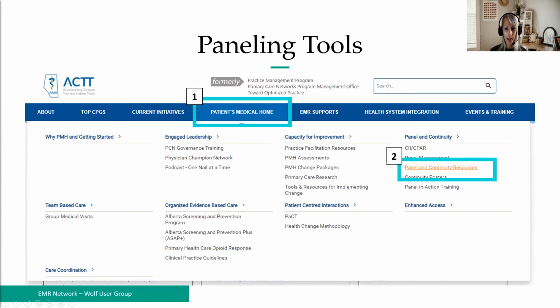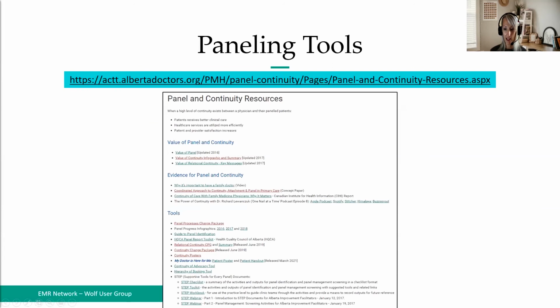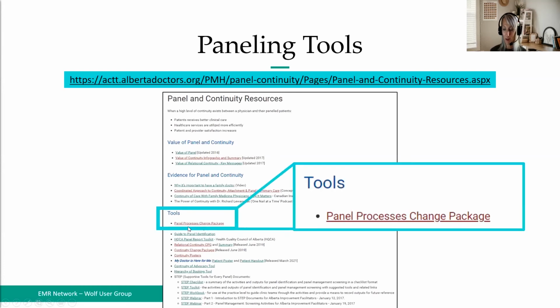And when you're on that page, this is the list of everything, and I couldn't screenshot everything because it's so long. You'll find tons, but what I wanted to point you to specifically is this panel processes change package, the first tool. This is really helpful because it walks you step by step through all of the steps to achieving paneling, essentially, and it links tools to each of those steps. That might be really helpful if you're a little overwhelmed and wondering where to start.